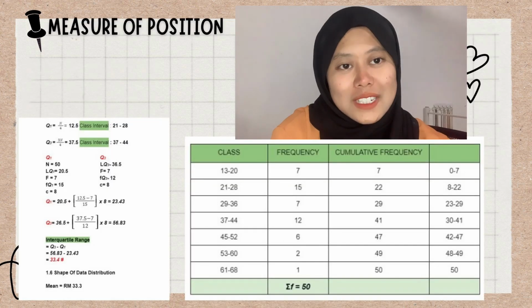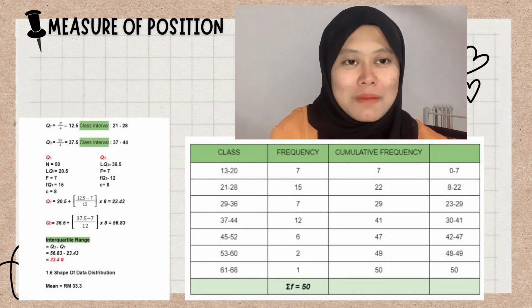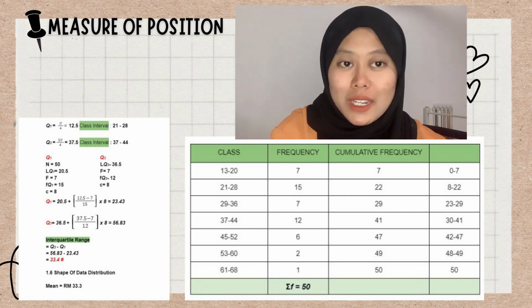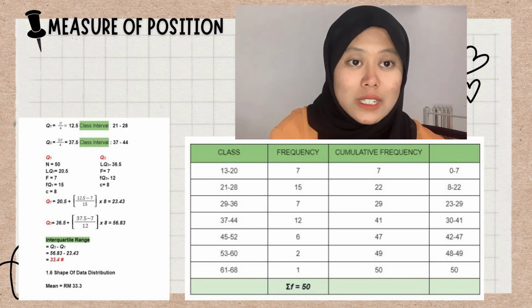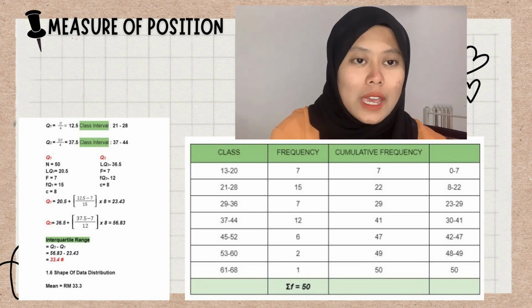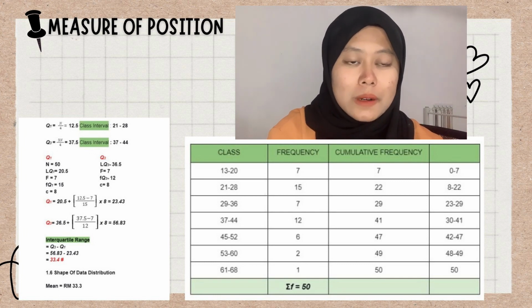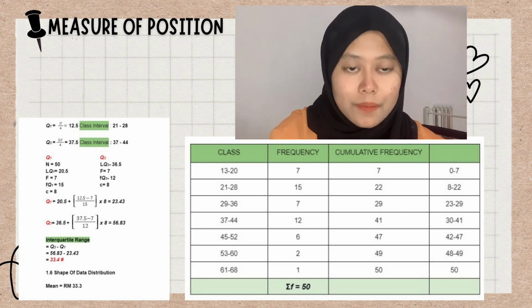83.362. Assalamualaikum and hi. My name is Nabila Irdina binti Zambahari and my matric number is H201A2256. I'm from group 4 and now I'm going to present my part. My part is about measure of position.